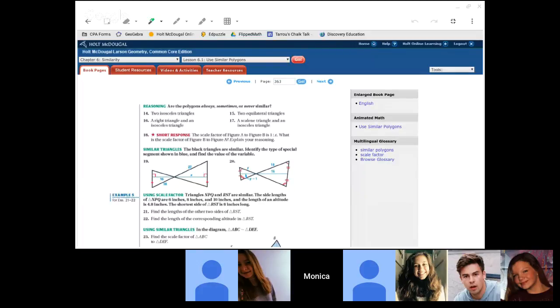Okay, Madison. For number 22, it's going to be the same type of thing that we did for 21, except you're going to use that 4.8-inch altitude instead of one of the other sides. So if you have, we said our scale factor was 3/4. So we have a 4.8-inch altitude on one, and we need to solve for the altitude of the other. Does that make sense? Okay, good.